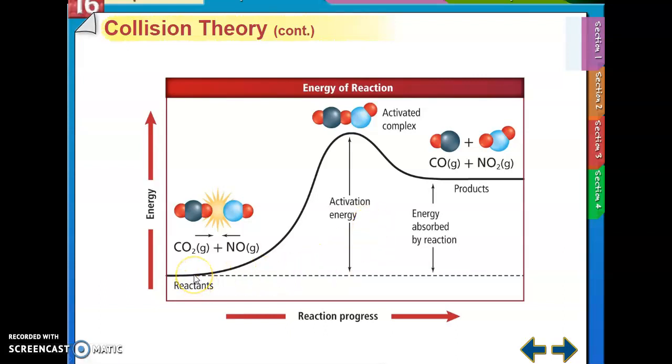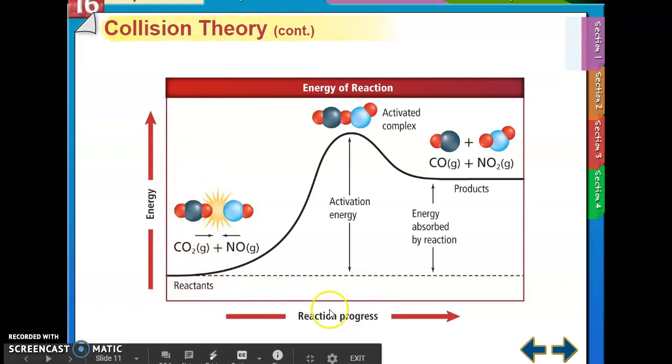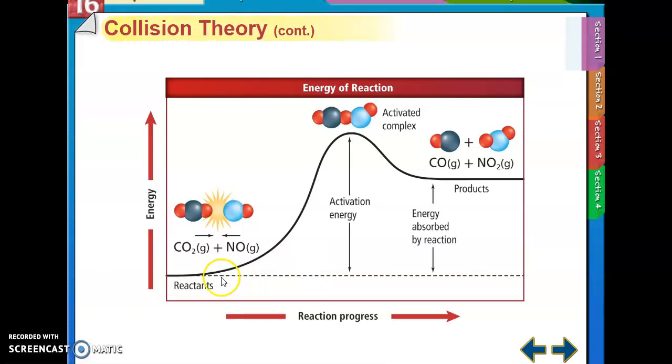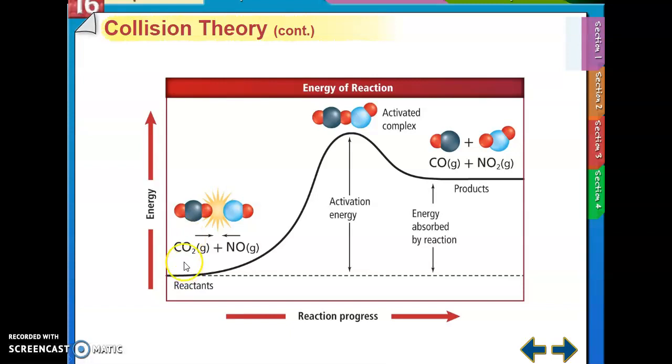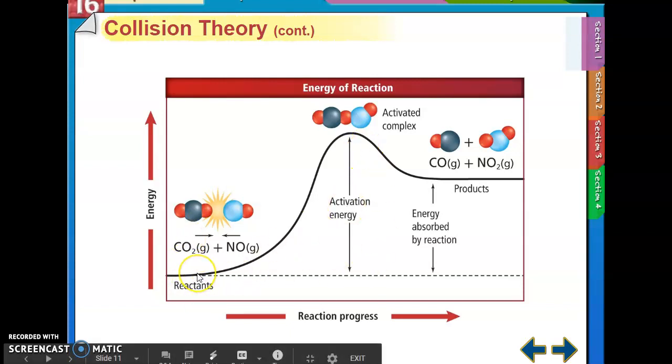In this reaction here, again, we're looking to see where the reactants are and where the products are. Our energy is still on the y-axis. Reaction progress or time is on the x-axis. So the reactants here have a lower energy than the products, which means that in order to get there, the products had to have absorbed energy. So if energy is being placed into the reaction, then it's called an endothermic graph. So this is our endothermic reaction.